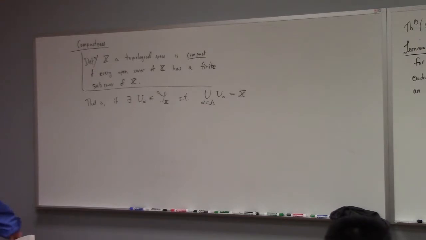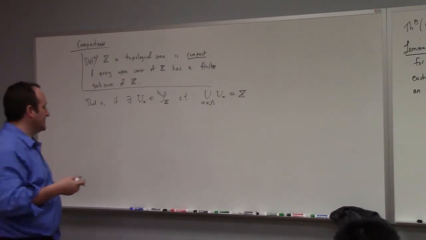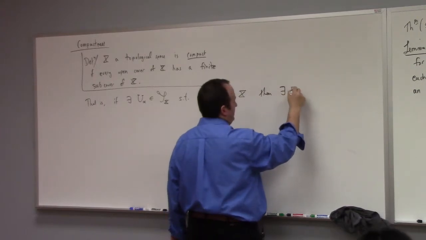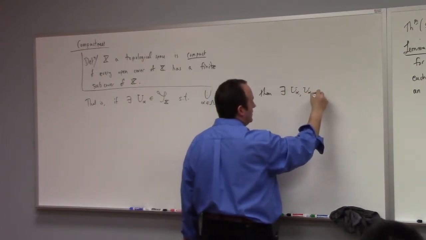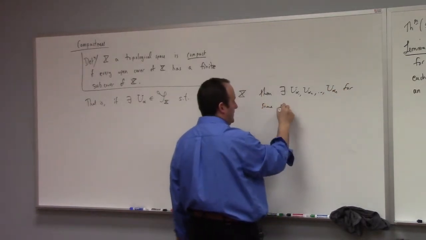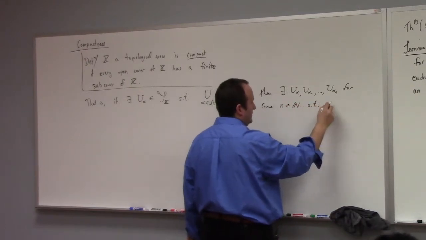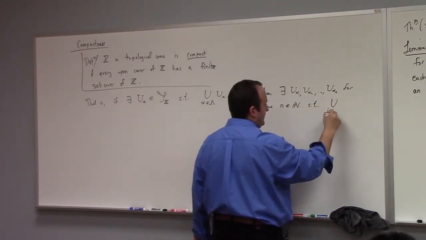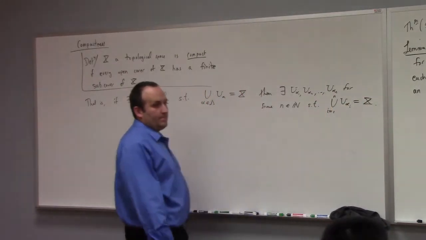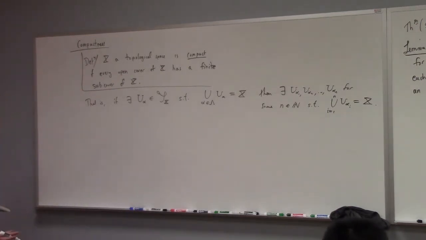But anyway, if it's compact, then what that means is there's a U alpha 1, U alpha 2, up to U alpha n for some n in the natural numbers such that the union for i equals 1 to n of U alpha i is equal to X. So in other words, for any open cover, you can select a finite subcover. This is a definition of compact.